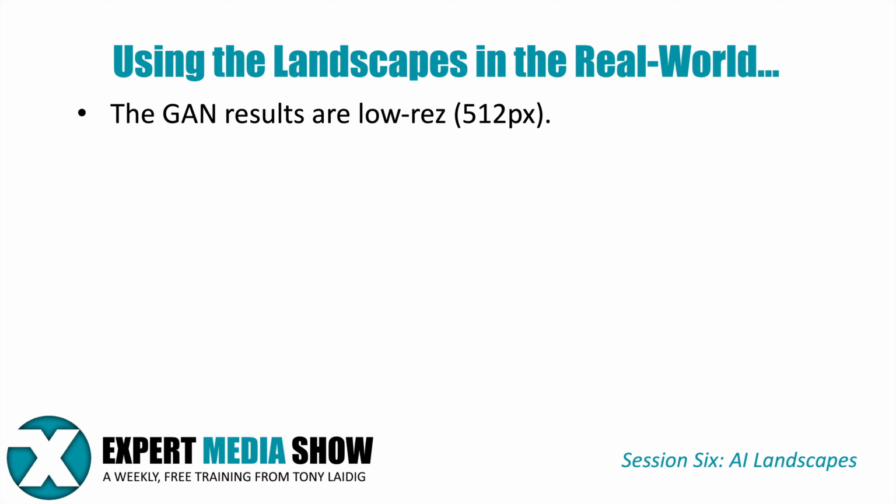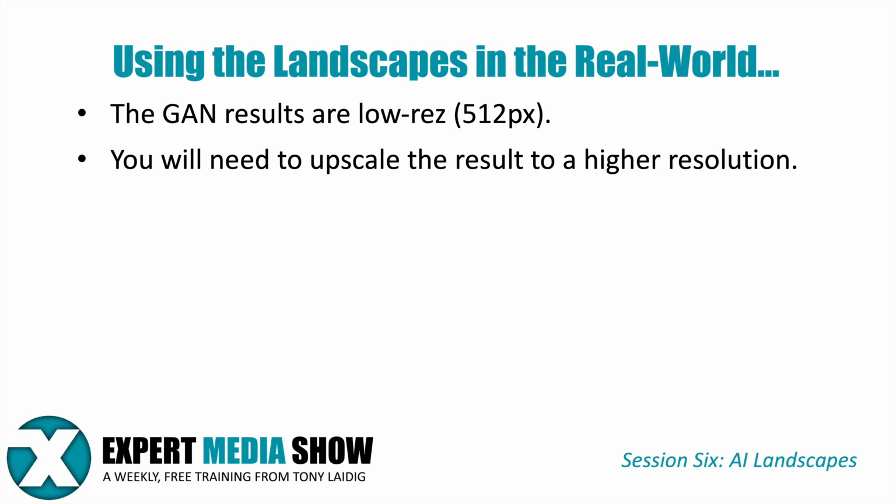As I mentioned, GAN results are low res, 512 pixels, that's it, which is very, very small. If you wanted to use the images for print, with print resolution typically being 300 dots per inch, if you divide 512 by 300, you're not even at 2 inches square, which is extremely small, especially if you wanted to use the image for like a book cover or in a magazine or whatever the case may be. So you're going to need to upscale the result to a higher resolution.